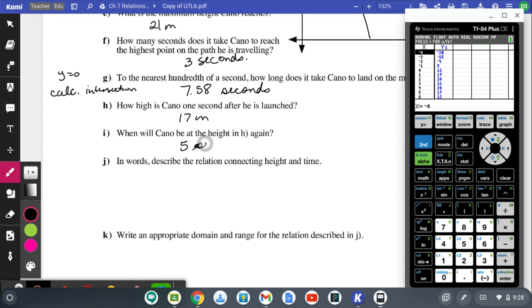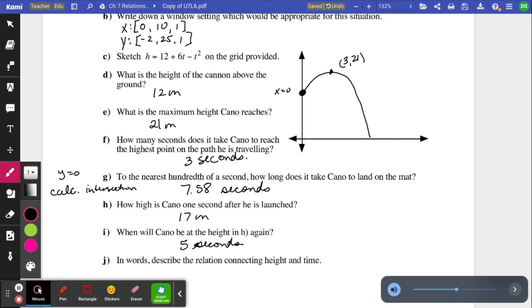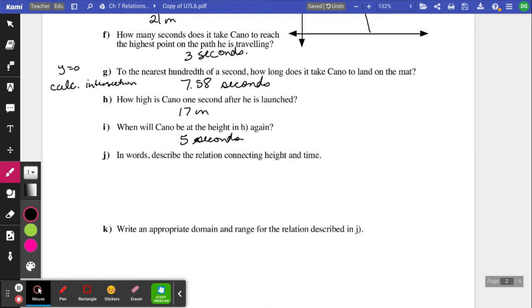What else could we do if you couldn't use your table? Don't you know the height of this is 17? So wouldn't you want a line going across like that? So you found this point and you need that point. So yeah, you would say y equals 17. And you could find an intersection again. Right? Okay.